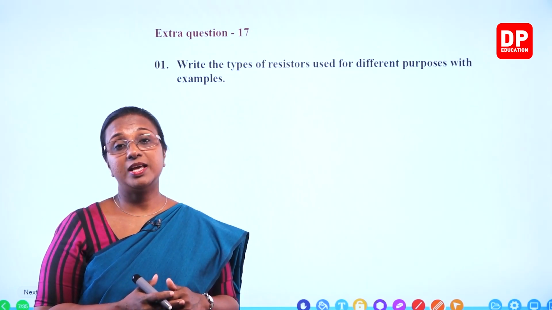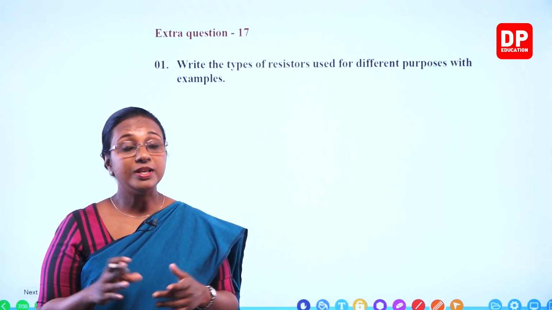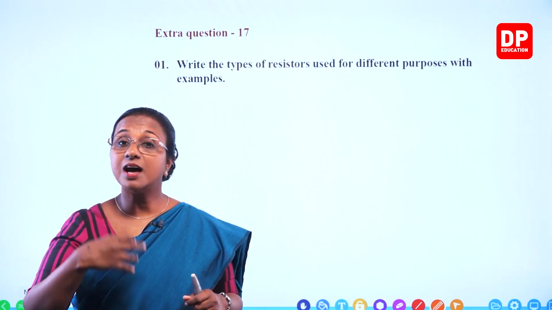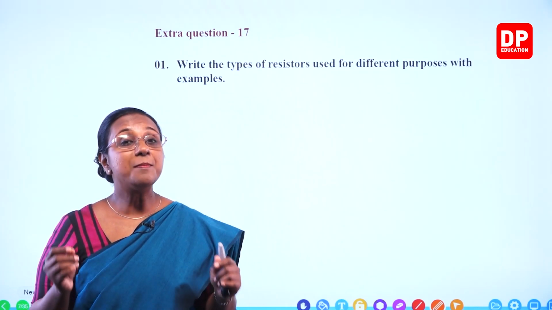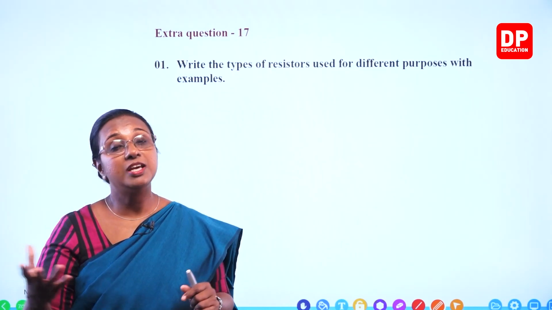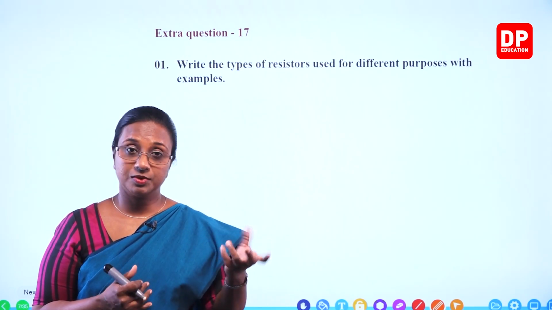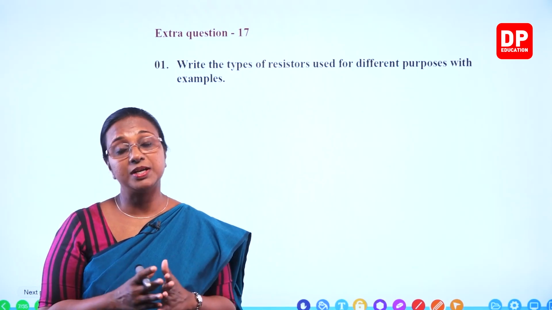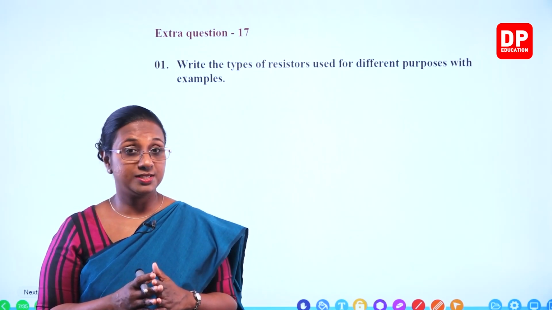Another example for a variable resistor is the volume controller. Now, in radios and places where sound is produced, you use the volume controller. So, by changing the resistance, we can control the volume of that particular device. So, that is how we use the volume control resistor.